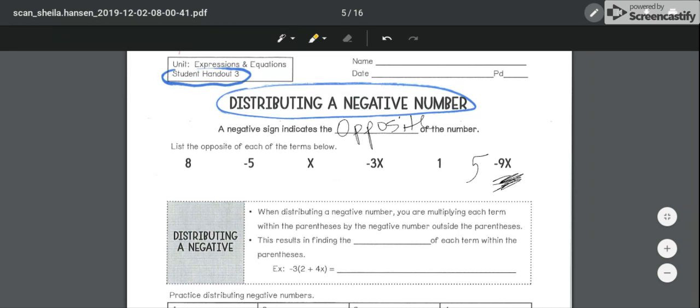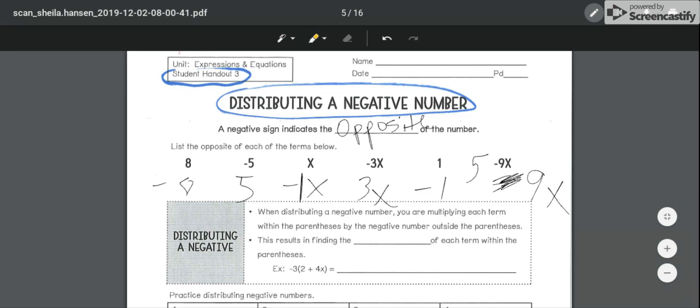The opposite of 8 is negative 8. Opposite of this would be 5. The opposite of x would be a negative x. And remember, there's an imaginary 1 here, but we don't need to put that down. The opposite of this would be 3x. The opposite of this would be negative 1. And the opposite of this would be 9x.